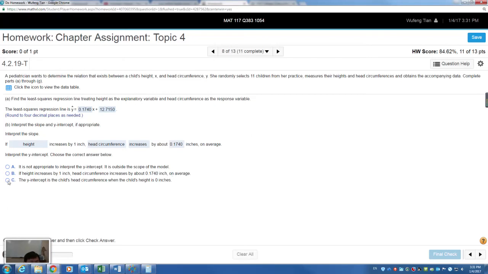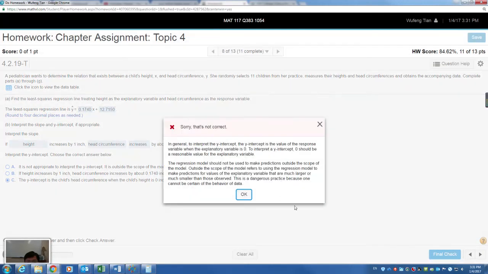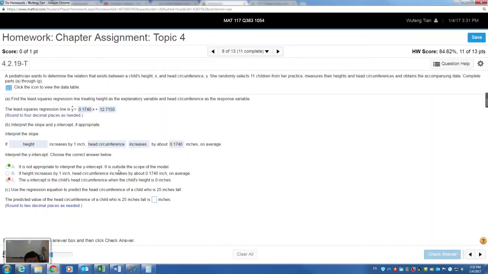The y-intercept is the child head circumference when the child's height is 0 inch. So that's how you interpret, but you don't have a height of 0 inch, right? So this one should be out of the model. You don't have a height that the baby should be like more than 0 inches.